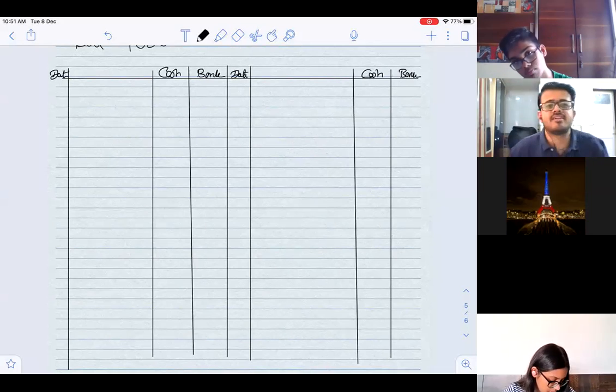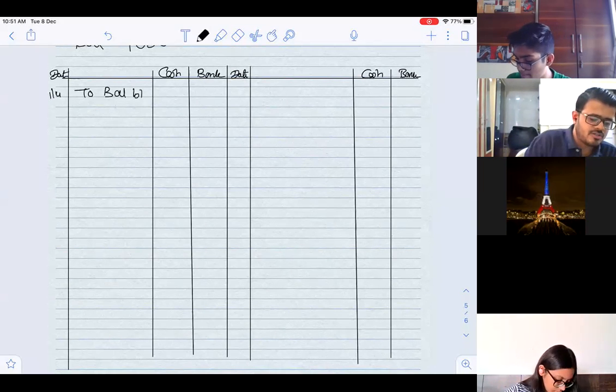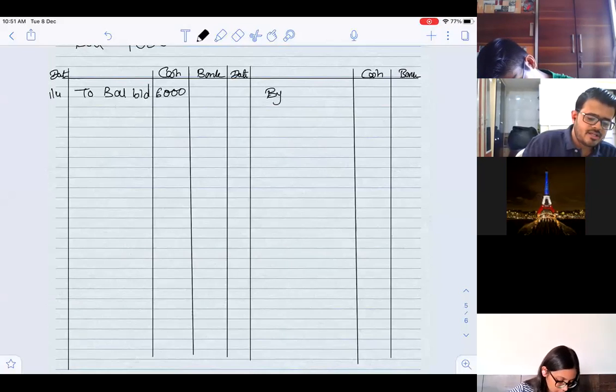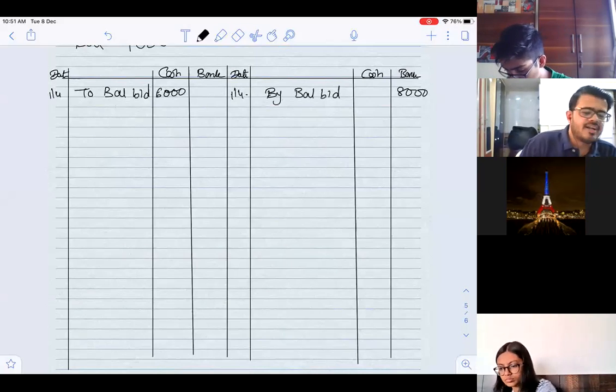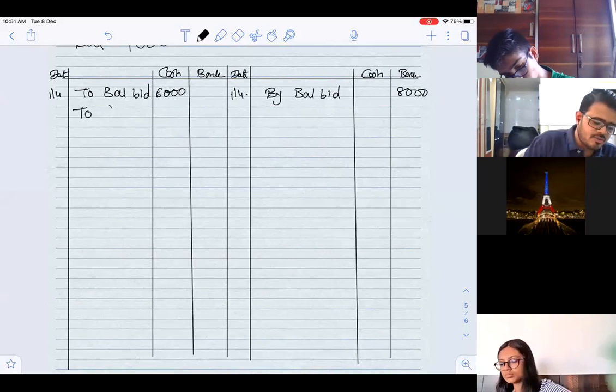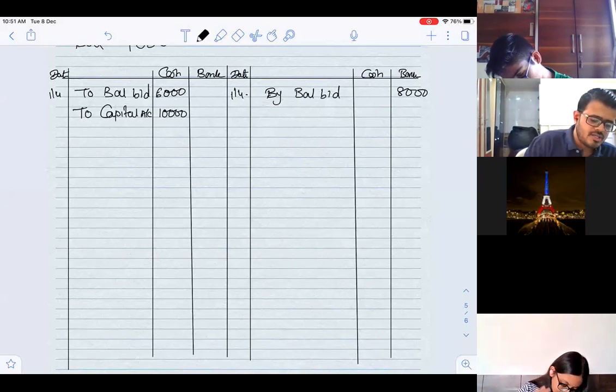Come on, keep checking quickly. I'm checking the answers. First one, it is happening on 1st April. Balance b/d, cash column it should be 6,000. In the bank it will be balance b/d bank column 8,000 because it is overdraft. Okay. Brought additional capital. What should be the entry? Cash to capital. So to capital, cash column 10,000.